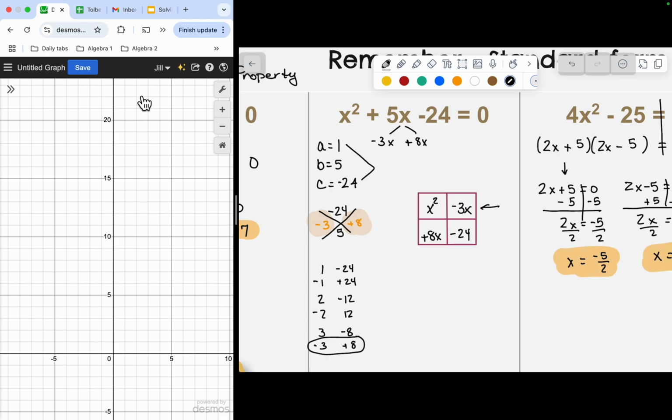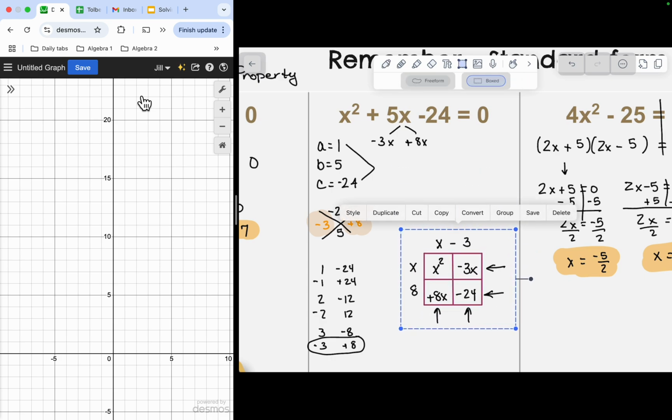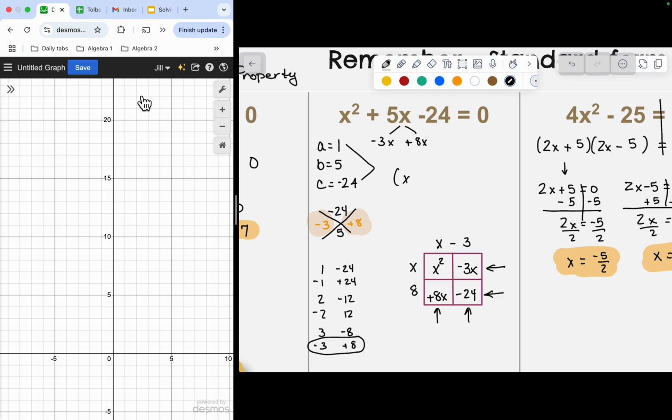And so then we want to look to see what each row has in common. This row has an x in common. This row shares an 8 as a common factor. This column shares an x as a common factor. This column shares a negative 3 as a common factor. So then we can factor this quadratic to be x minus 3 times x plus 8. The x minus 3 comes from here. The x plus 8 comes from here.